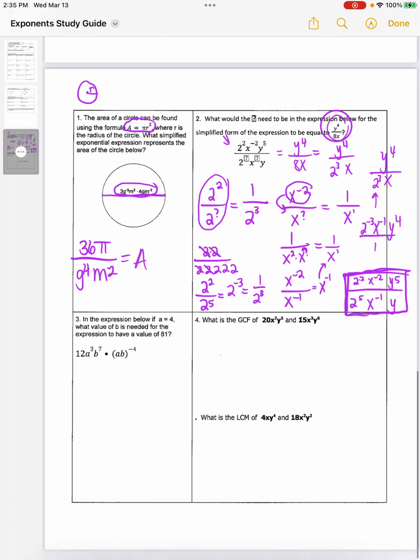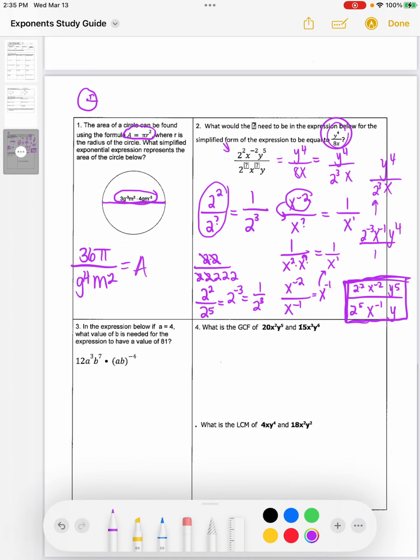Moving on, number 3. We have here the expression below. We have that a is equal to 4. And in that expression, what value of b is needed for the expression to have a value of 81? So we know that when we multiply all this through and simplify it, it equals 81. They tell us that all of the a's are 4. So I'm going to rewrite this and replace 4 in for each one of the a's.